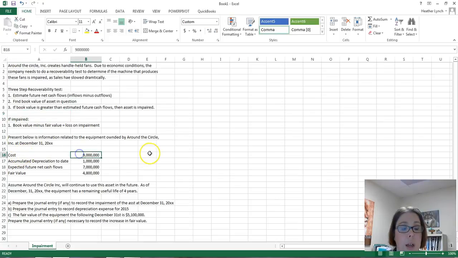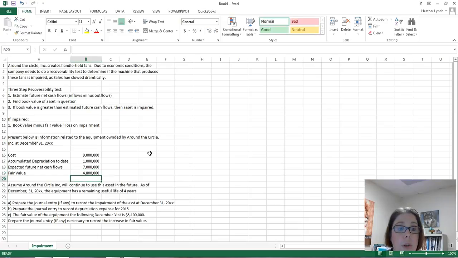So we have presented below the following information related to the equipment owned by Around the Circle. We have a cost of $9 million. Accumulated depreciation to date is $1 million. Estimated future net cash flows is $7 million, and the fair value of the equipment is $4.8 million. And assume Around the Circle will continue to use this asset in the future. As of December 31st, 2016, the equipment has a remaining useful life of 4 years. So let's prepare the journal entry, if any, to record the impairment of the asset.